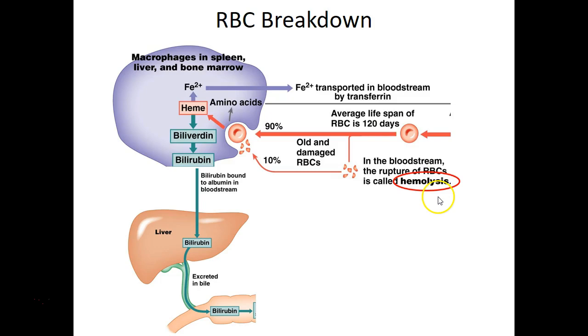Protein, globin. Yep. And then what was the second one? Iron. Yeah, which was part of heme. All right, so this is the payoff for remembering that.